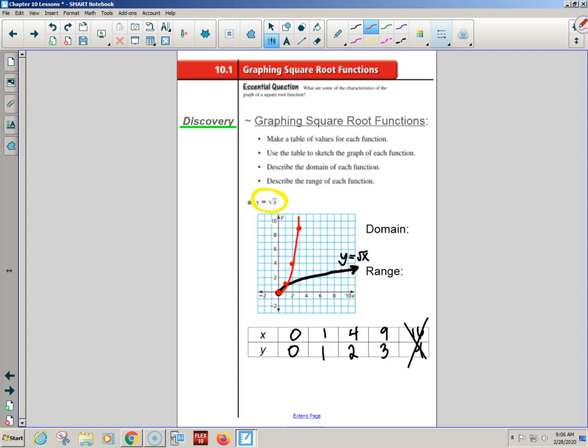0, 0, 1, 1, 2, 4, 3, 9. 0, 0, 1, 1, 4, 2, 9, 3.